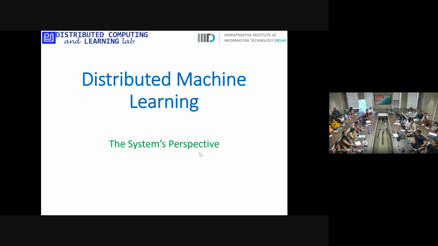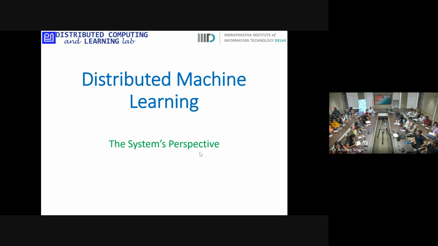Okay, so distributed machine learning. I'm going to describe it in three parts. One will be the systems perspective, which I will go over a bit quickly because a lot was already said in the morning. The other will be its theoretical perspective. And third, I'll be talking about SGD and its variants.